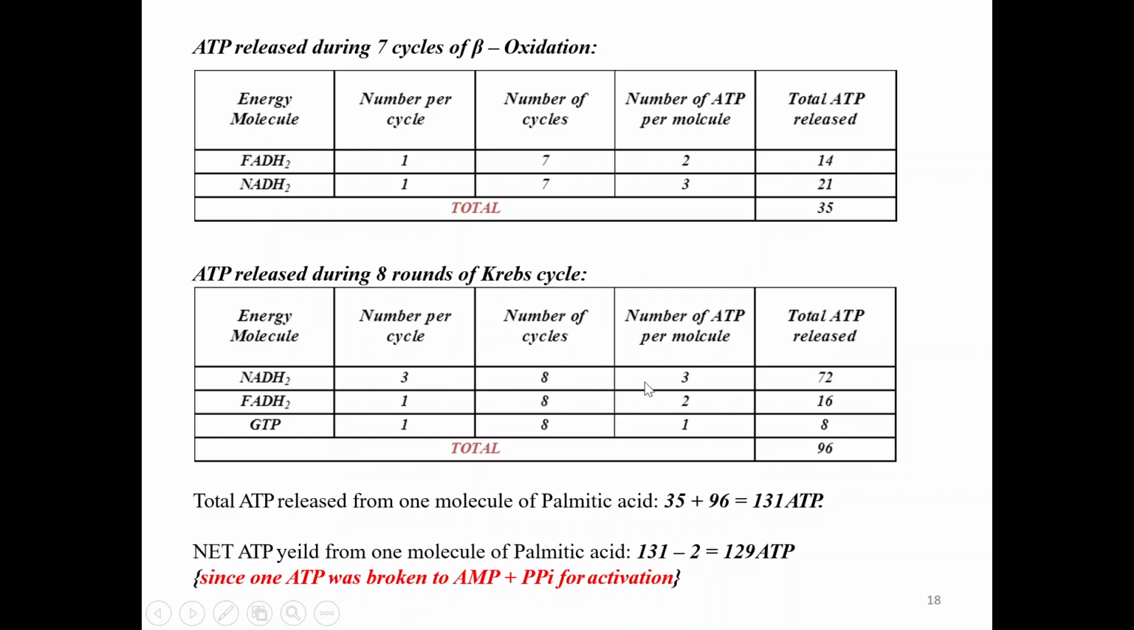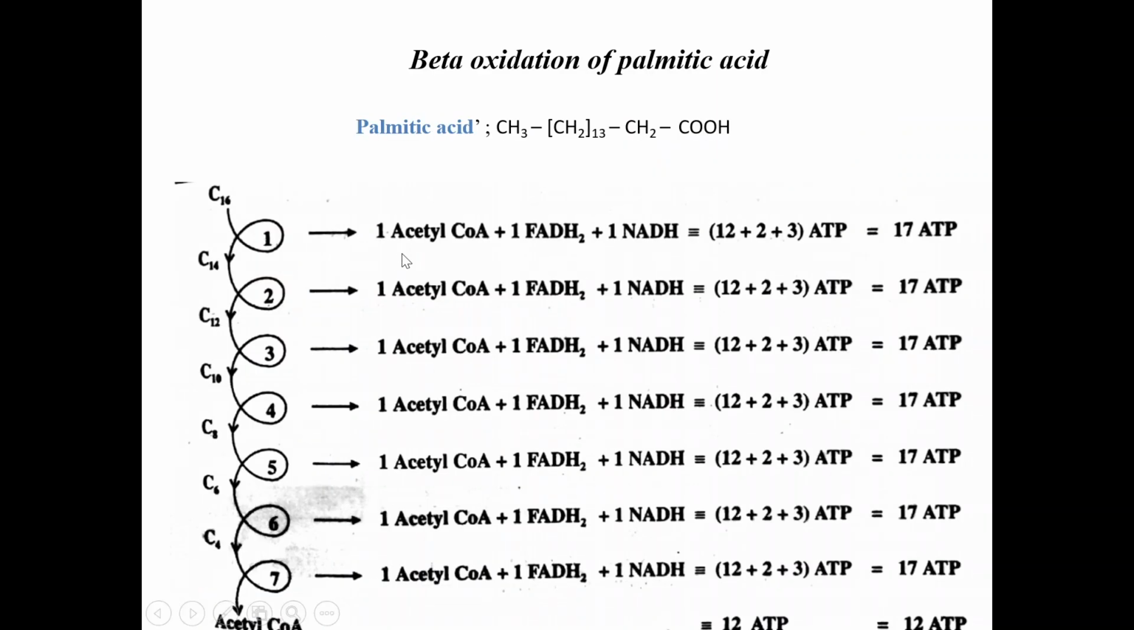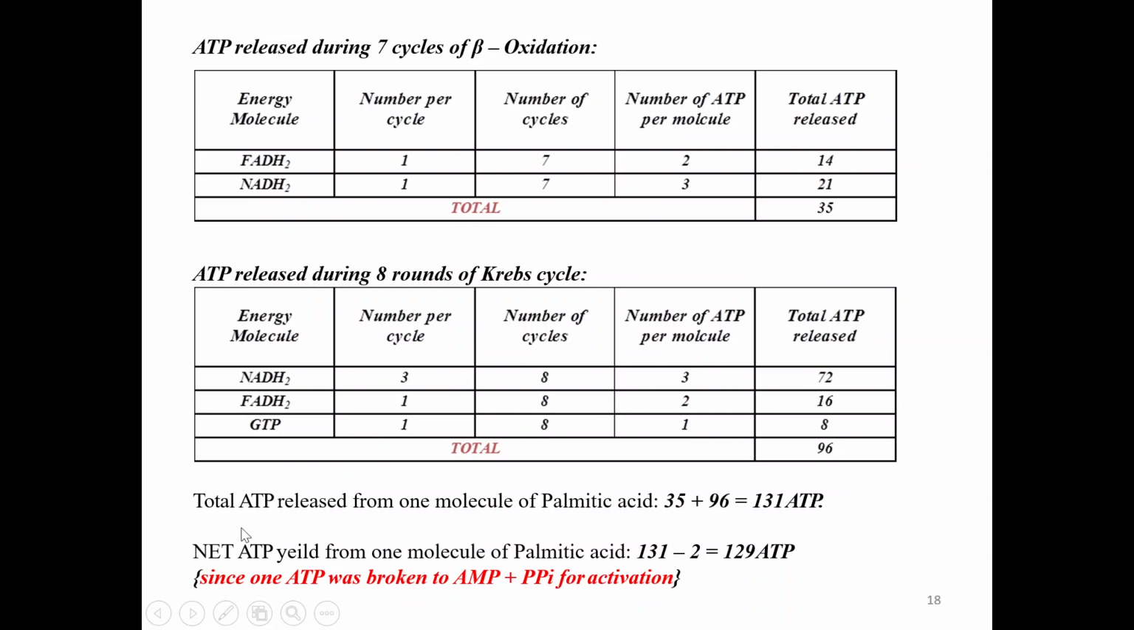Now, there the number of ATP released is 96. How is it 96? I have shown here. One acetyl-CoA entering into the Krebs cycle will give you 12 ATP. 12 into 8, how much do you get? 96. So the total number of ATP released from one molecule of palmitic acid is 35 through beta oxidation, and from 8 acetyl-CoA molecules 96. That makes 131 ATP. And 2 are utilized in the activation process, so you have to subtract this. So 131 minus 2, how much ATP will you get?